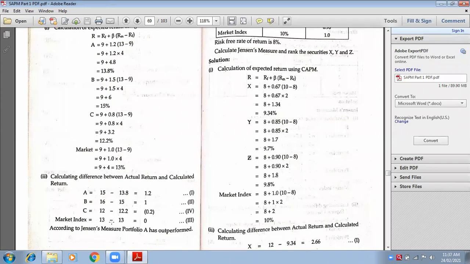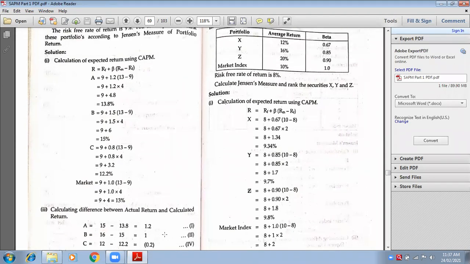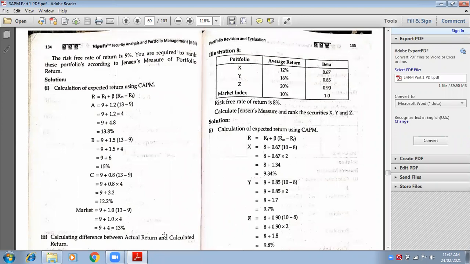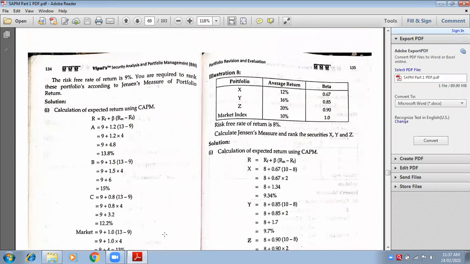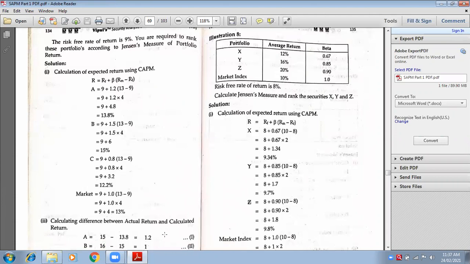So according to Jensen measure, who has outperformed? Which portfolio has outperformed? Portfolio A. So did you understand how to calculate? Yes, ma'am. This is the method that we have to follow throughout the sums, wherever they ask you Jensen measure. Is that very clear now? Yes, ma'am. Okay, so do it.